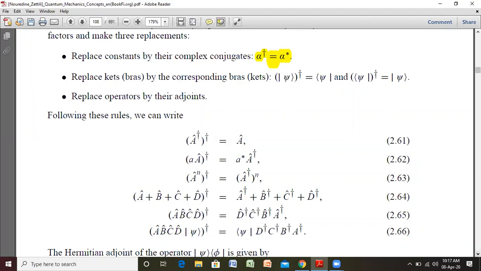यही रूल यहाँ पर भी अप्लाई हो रहा है, that when we take double conjugate, double adjoint of an operator, it will give you the operator itself. A double dagger, A dagger and then dagger, is equal to A.